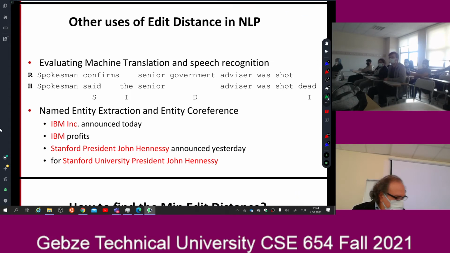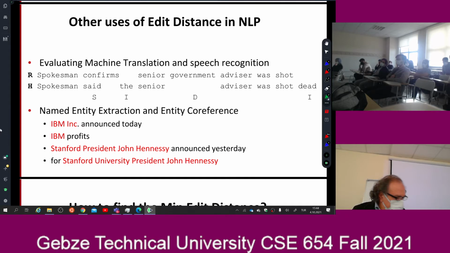Machine translation. I like to know how good my translation is, but no two different translators will translate the same sentence in the same way. Let's look at the first sentence and the second sentence. Spokesman confirms senior government advisor was shot. Spokesman said the senior advisor was shot dead. The meanings are the same, right? I can translate it in both ways. I like to find the edit distance between these two sentences.